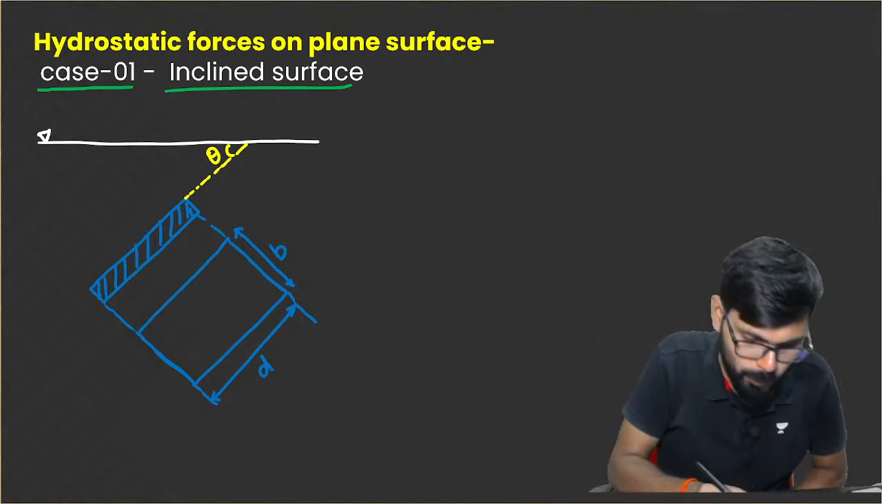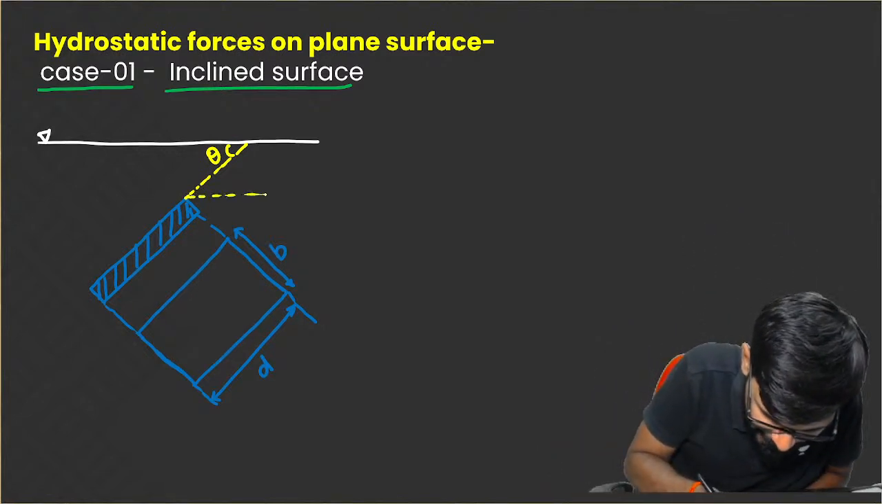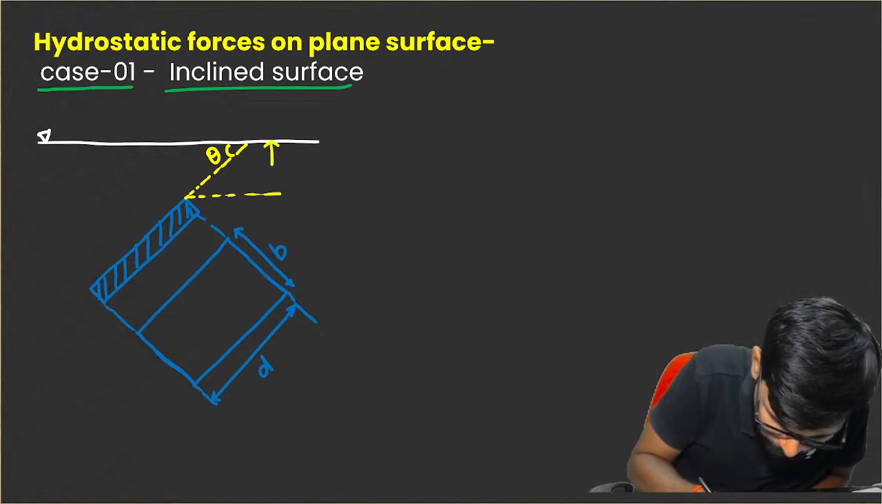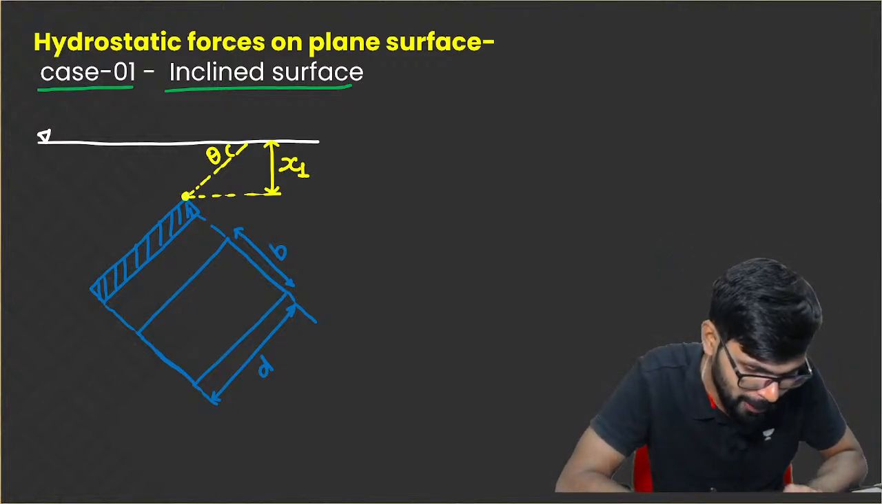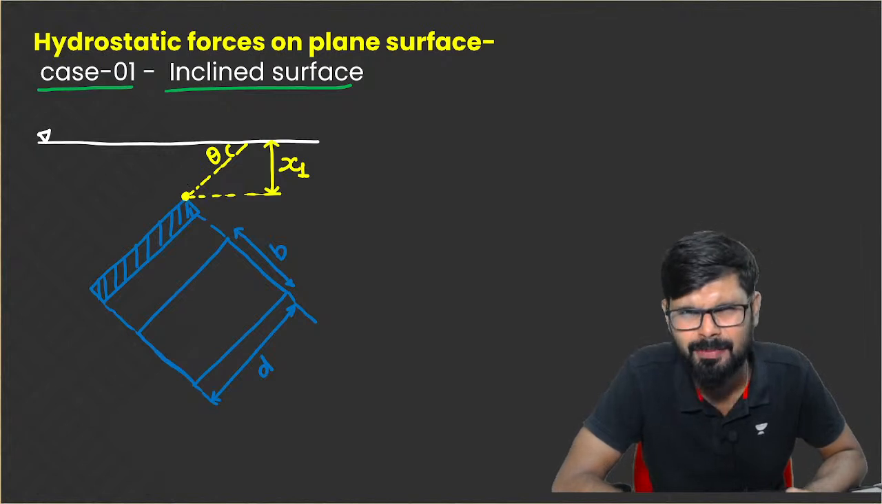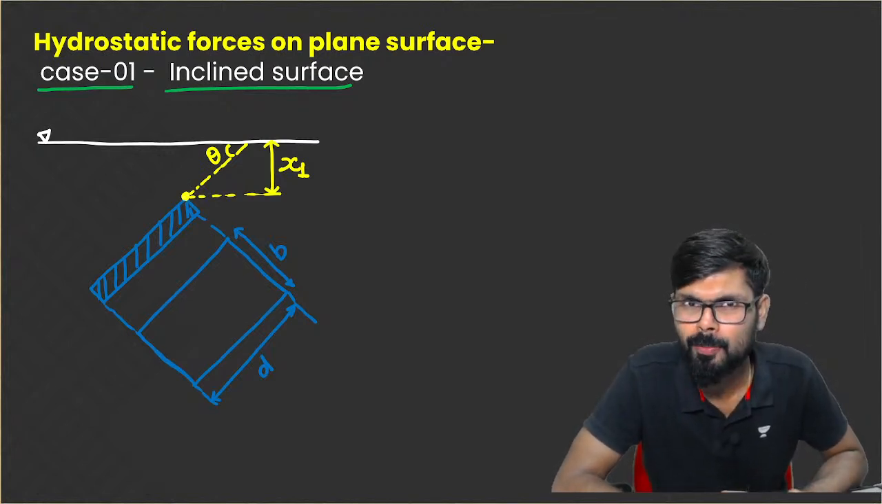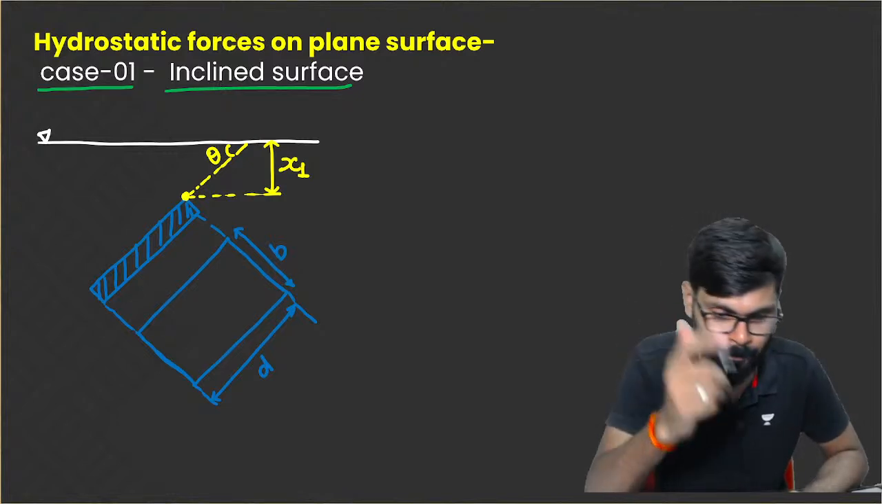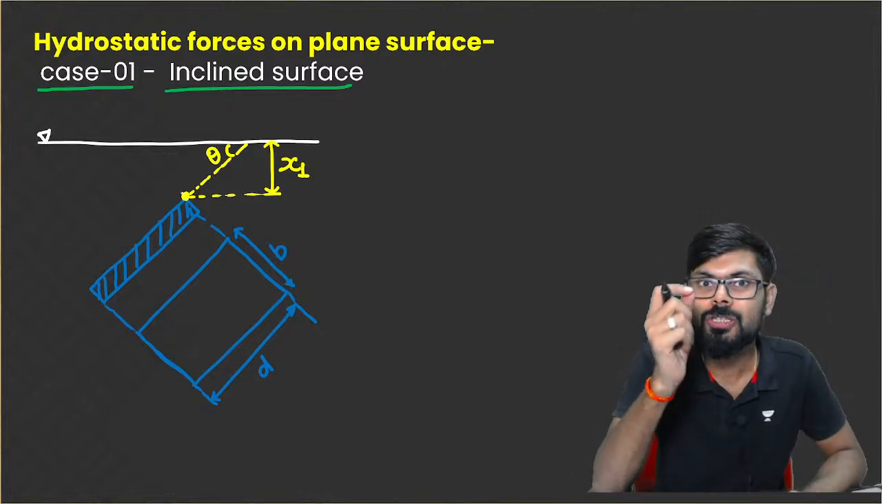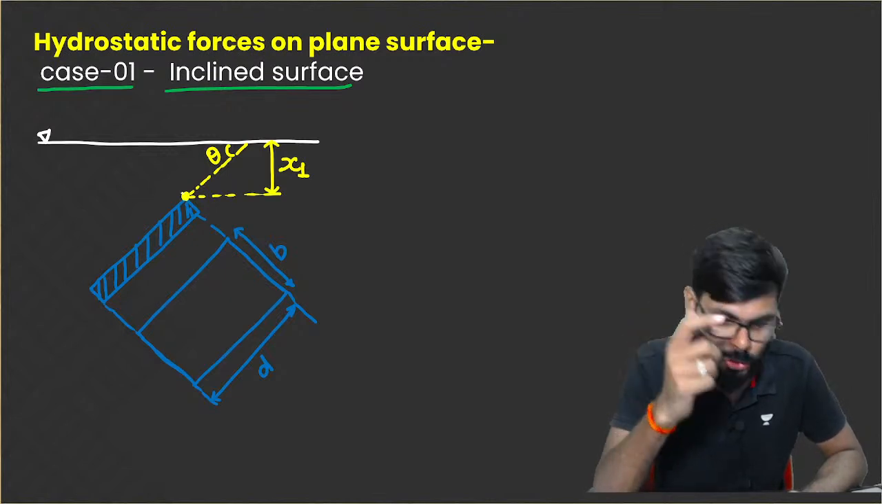Now you can see what the height is here. This height is, let's say, H1, or X1 I am writing. If this height is X1, then at this particular point, listen here, what is the pressure? The pressure is going to be rho g x1. Pressure at this point is rho g x1. Clear?